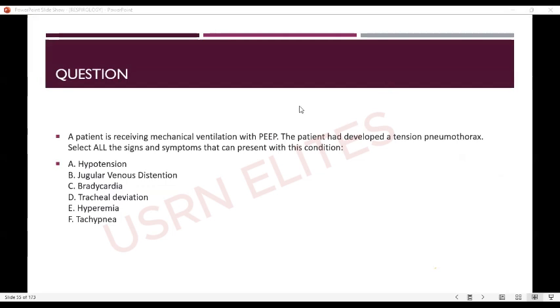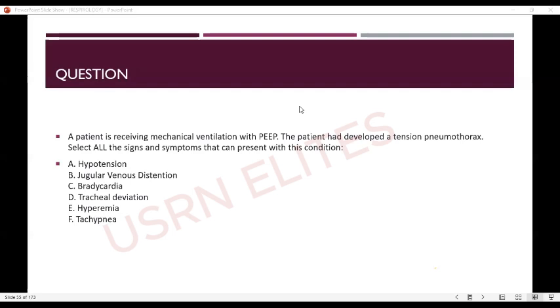A patient is receiving mechanical ventilation with PEEP. I'm sure you all know the full meaning of PEEP. It is positive end expiratory pressure, usually used in mechanical ventilation. When you are using positive end expiratory pressure, it can cause barotrauma. Barotrauma is when there's a rupture of the lungs due to increased pressure. If you increase this pressure too much when the patient is on a mechanical ventilator, it can cause rupture of the lung, and that is what we call barotrauma, and it can lead to what?